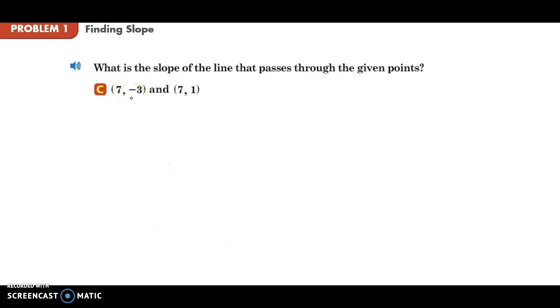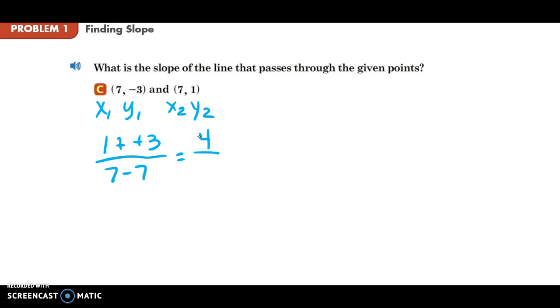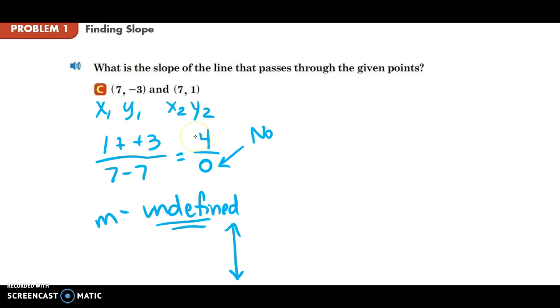Take a moment and try C on your own. Here, in the numerator, we get 1 minus a negative, which turns positive, so we get 4. And in the denominator, we get 7 minus 7, which is 0. You cannot have 0 in the denominator. This makes the slope undefined. An undefined slope means you can't figure it out. So that represents a vertical line. It goes up and up and up forever, or undefined.